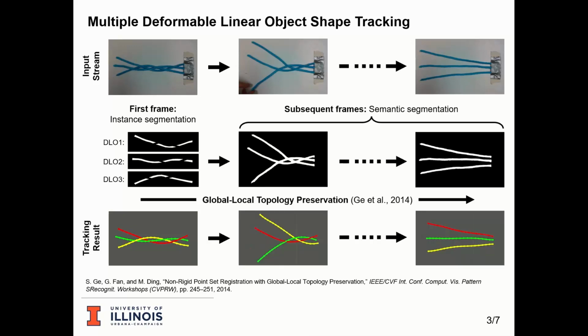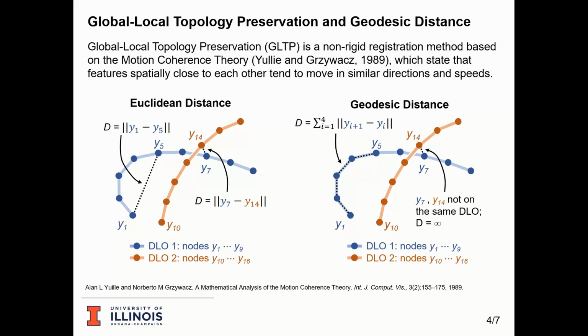After initialization, all objects are combined into one big object and tracked together using the Global-Local Topology Preservation algorithm. Only semantic segmentation is required for all subsequent frames, which can be easily obtained. We utilize the geodesic distance metric to keep each individual object separate in the combined object.